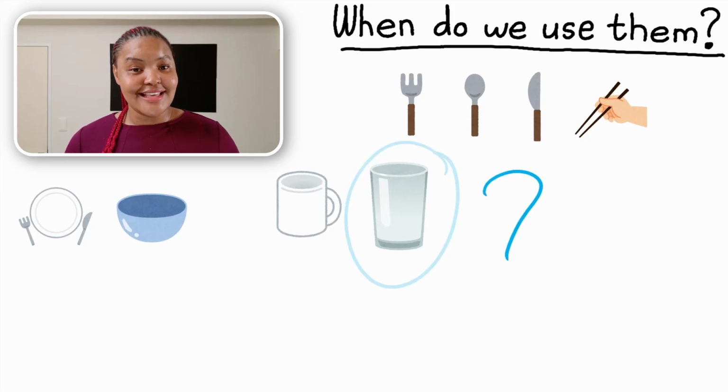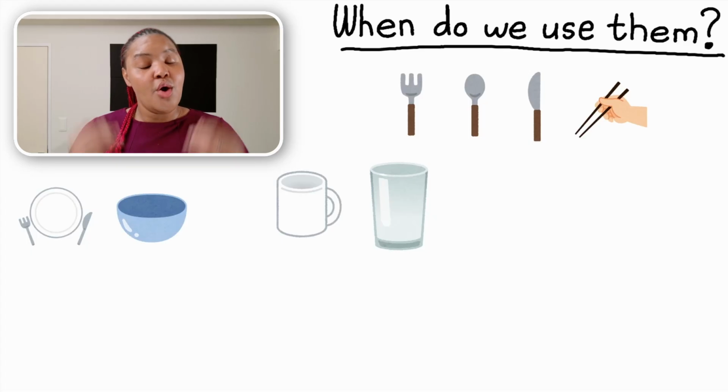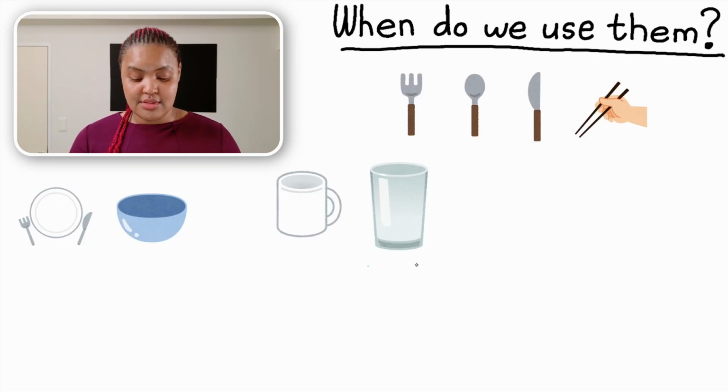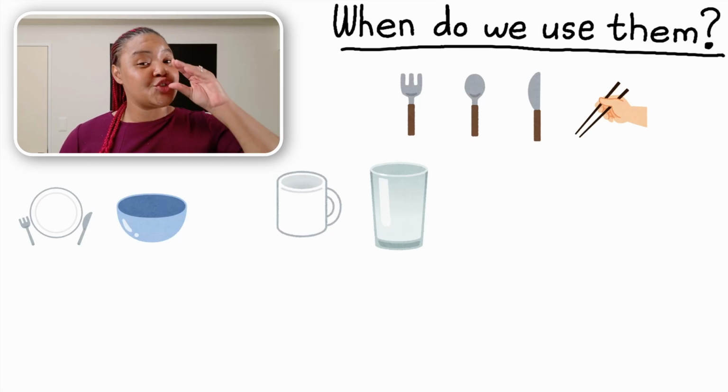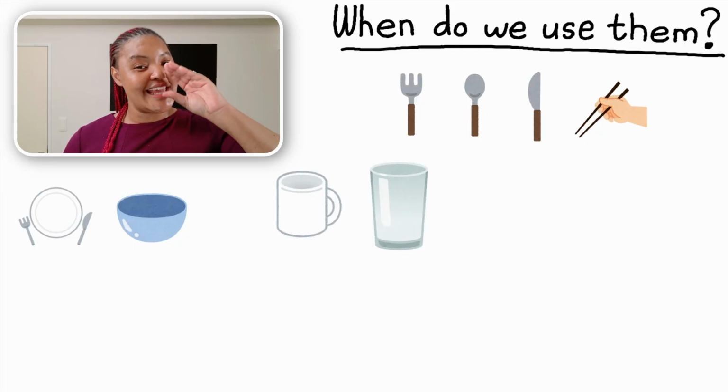What is this? This is a glass. A glass. When do we use a glass? For drinking juice and water. For drinking.